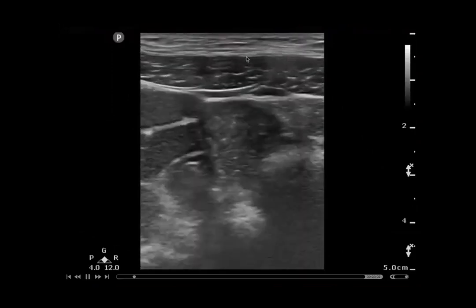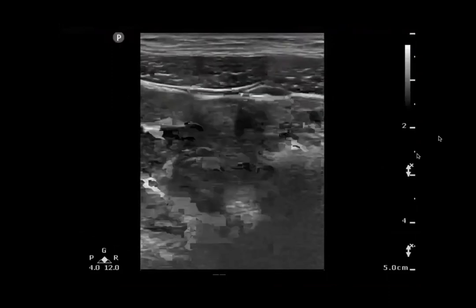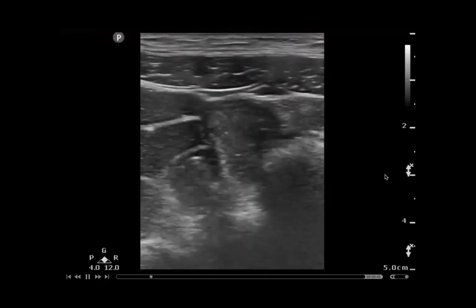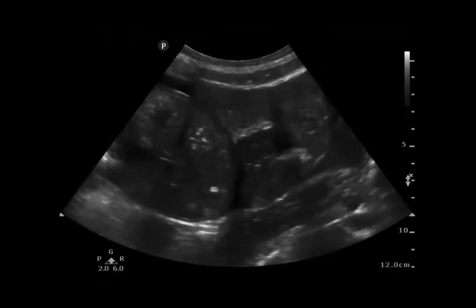If you look at the tick marks on the side here, and kind of extrapolate, you can see that the bowel is less than 2.5 centimeters as well, and it's completely collapsing. This is what abnormal looks like.